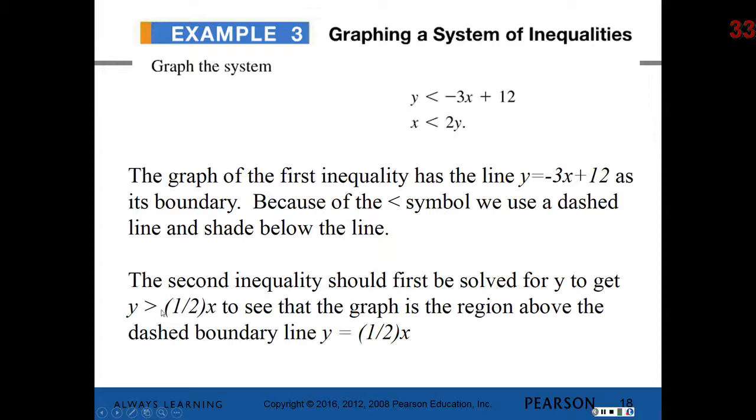So x, it turns out that y is greater than 1/2 x, or y equals 1/2 x. And we're going to again test the point 0, 0, which is going to come out with 0 is less than 0. We're going to have a little bit of a problem because 0 is not less than 0, but it's not greater than 0 either. So that means we can't test 0, 0 because 0, 0 is actually on the boundary. So we're going to see what we do when that happens.